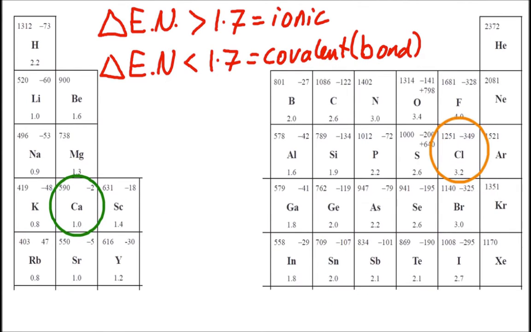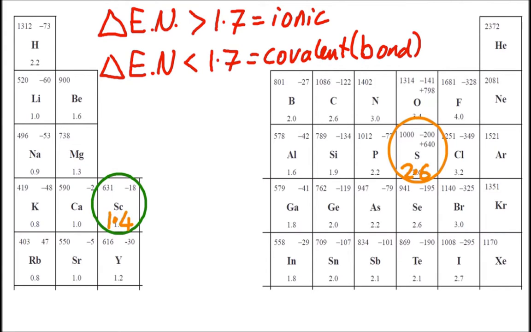So looking at calcium and chlorine, calcium chloride, the difference is 2.2, so that's big enough difference to be called ionic. Scandium sulfide, well, the difference there is 1.4 to 2.6. No, that difference is less than 1.7, so scandium sulfide is covalent. Even though it's a metal and a non-metal, still covalent.